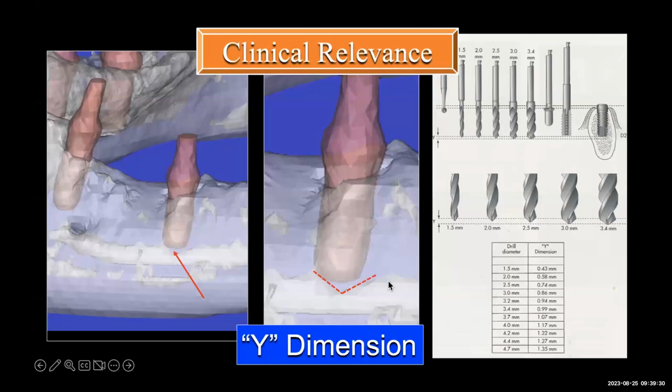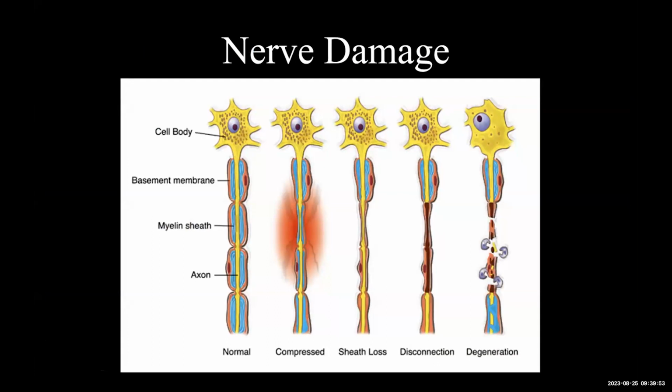So the relevance of this, and why I'm telling you this, is make sure you know what the Y dimension is for your surgical system. Some are very long. Some can go up to 2 millimeters, especially with the wider diameter drills. Most are at a millimeter or less, but it's something you need to know depending on what type of system you're using. So when you look at nerve damage, and I'm just going to go over this very fast because I know I'll get a question on it at the end, what do you do? Well, it all depends on what happens. Was there axon damage or not? You can have pressure on it.